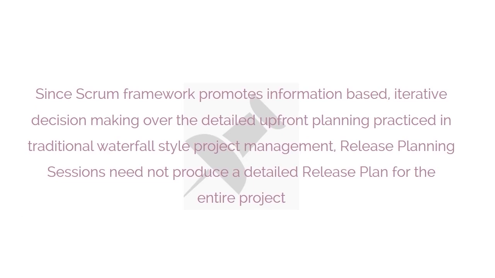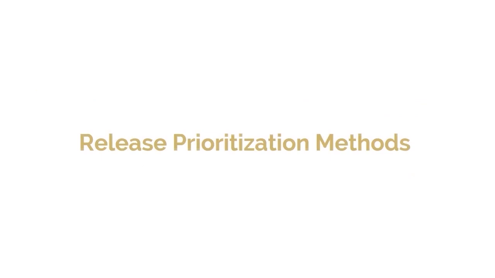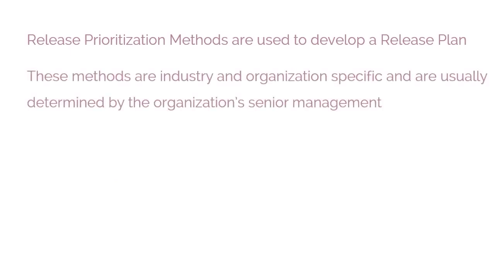Since Scrum Framework promotes information-based, iterative decision-making over the detailed upfront planning practiced in traditional waterfall-style project management, release planning sessions need not produce a detailed release plan for the entire project. The release plan can be updated continually as relevant information is available. The second tool used in this process is Release Prioritization Methods. Release prioritization methods are used to develop a release plan. These methods are industry and organization specific and are usually determined by the organization's senior management.